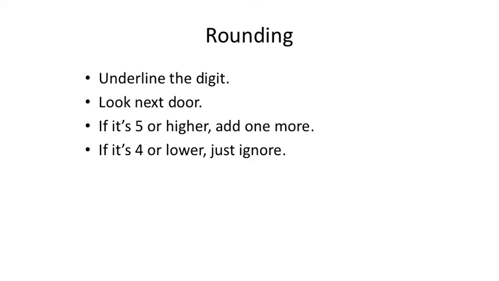But first thing we're going to do is underline the digit. Now, when it says the digit, we're looking at the target place value, okay? That's the one that we're specifically going to underline. Then it says look next door. When it says look next door, we are specifically talking about looking to the right. Boom. Now, if the number to the right is 5 or higher, you add 1 to the target place value, okay? If it's 4 or lower, you just pretty much make anything to the right zeros, and your target place value just stays the same.